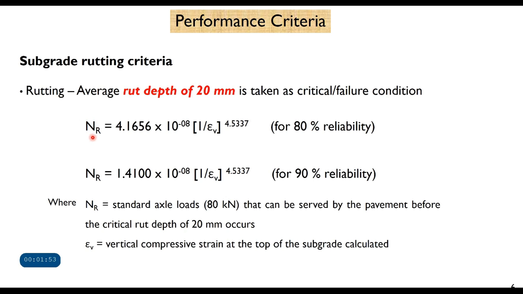Alternatively, you know the design traffic, and corresponding to this design traffic, what should be the permissible value of epsilon V, that is vertical compressive strain. And you design a pavement so that this strain is less than the allowable strain. This equation is used for 80% reliability, and this equation is given for 90% reliability. Now, reliability here means there is a 90% chance that the pavement will last its design life.